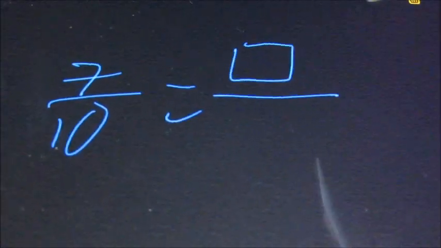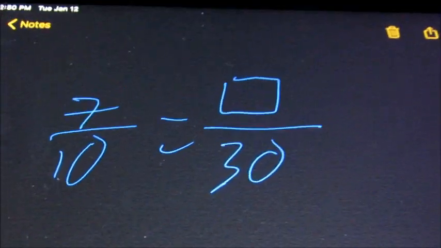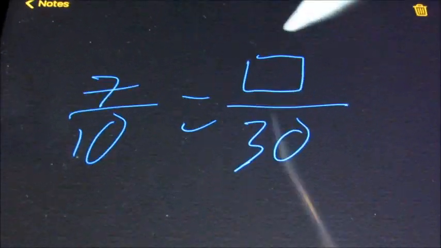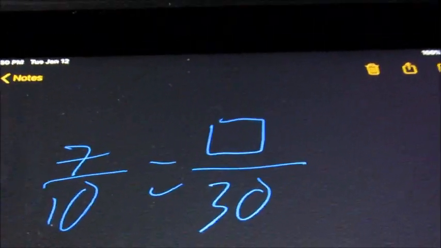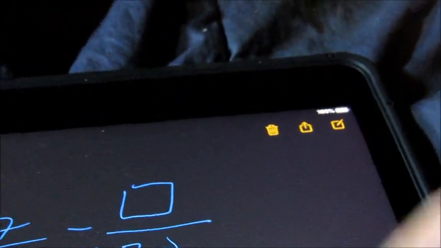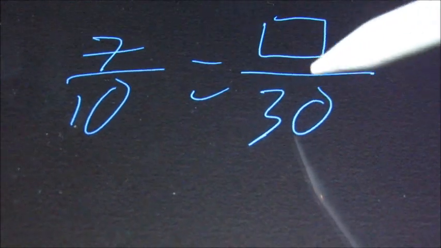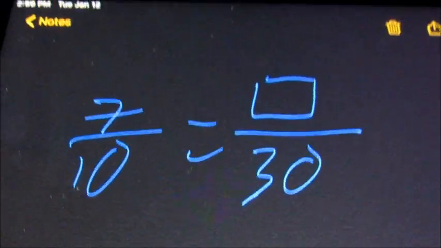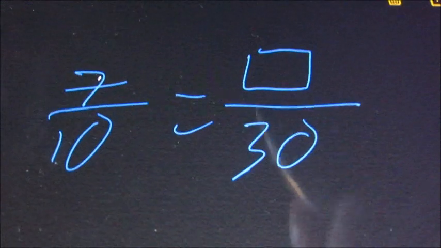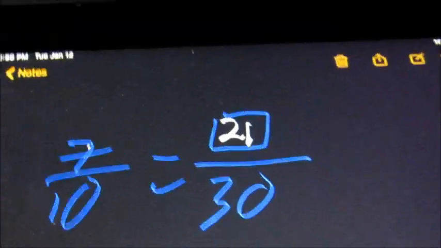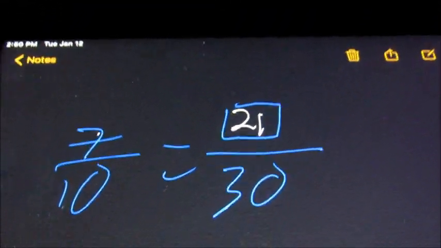So the next one, another one like that, is say we have 7 over 10 equals something over 30. So now we need to know what number goes here. And we're going to do it the same way. Let me change the color here. So we're going to do the same thing. 30 divided by 10 is 3. And 3 times 7 is 21. So our answer here is going to be 21.